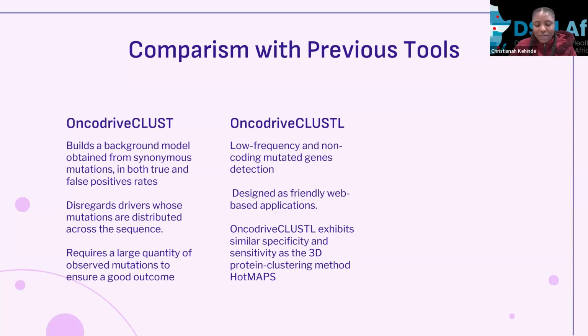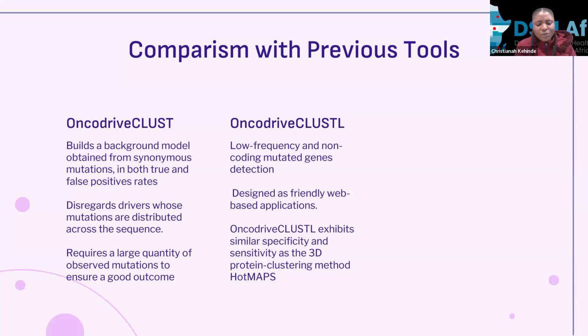is obtained from a background model from synonymous mutation in both the true and false positive rate. And it has several weaknesses. One of the weaknesses is that it disregards drivers whose mutations are distributed across the sequence. And then for it to be able to bring out significant driver genes, it requires a large quantity of observed mutations in order to ensure a good outcome. However, the current tool, which is OncodriveCLUSTL, has actually helped to solve several of these weaknesses.